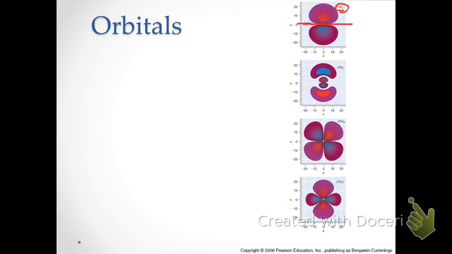Now, one question that would naturally arise when we talk about orbitals and these orbital shapes is, if we go back and look at the radial components of the wave function, we note that there was an asymptotic approach to 0, but it never actually reached 0. So how can we draw these orbitals which have finite boundaries?